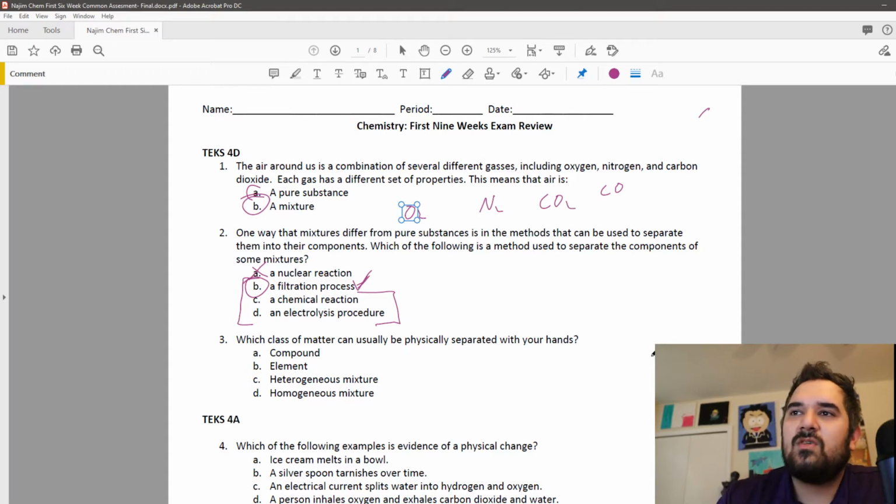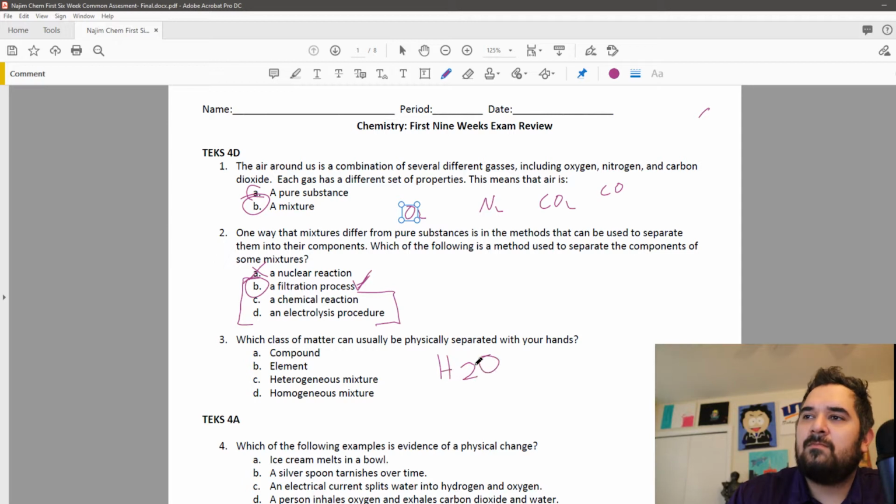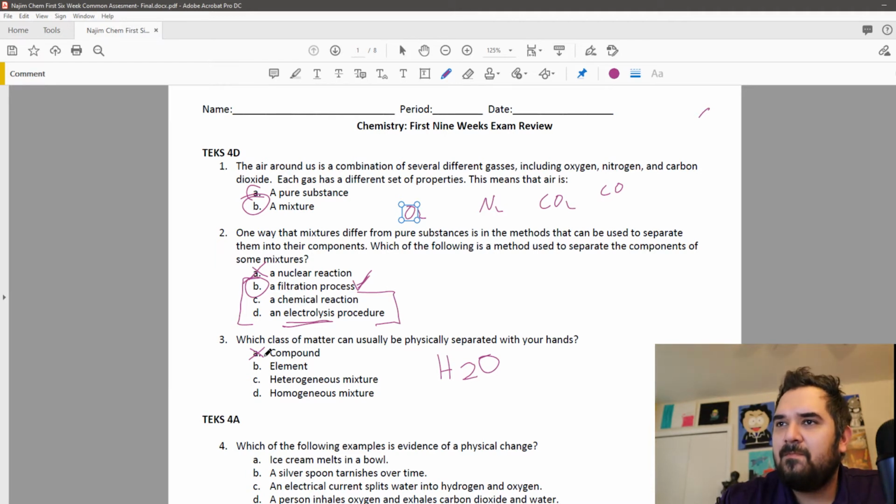Number 3 says, which class of matter can usually be physically separated by hand? All right, so can you separate compounds by hand? Can you separate H2O into hydrogen and oxygen by hand? No, you can't. That's really what electrolysis is for. But you cannot separate compounds by hand. Can you separate elements by hand? Well, you can, like if you had a large thing of, I don't know, gold, just pure gold, and you wanted to separate it, you could separate it by hand. We'll leave that one as it is.